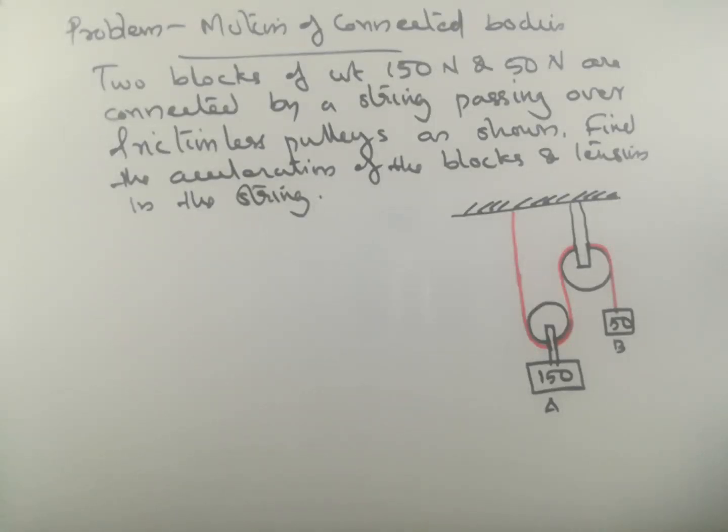Dear learners, in this problem of motion of connected bodies, two blocks of weight 150 and 50 Newton are connected by a string which is passing over frictionless pulleys as shown in this figure. We need to find the acceleration of the blocks and tension in the string.